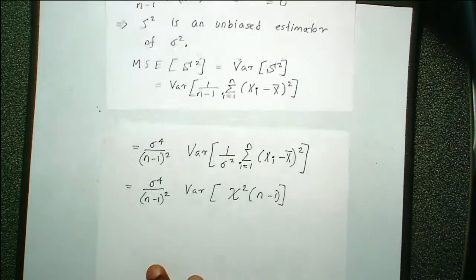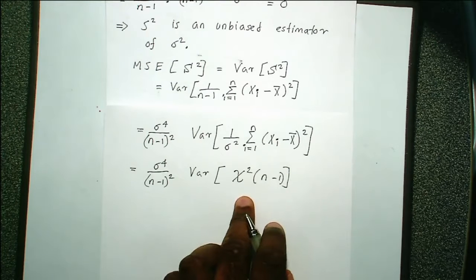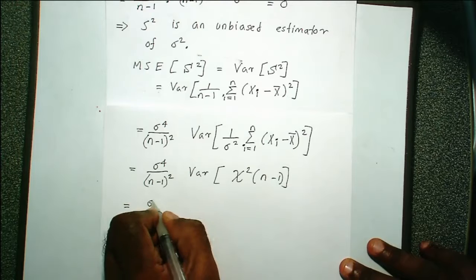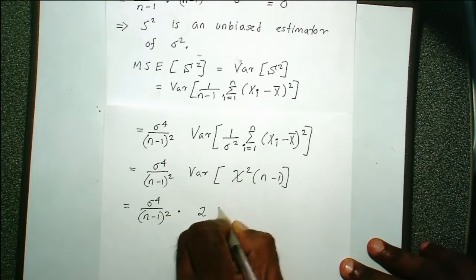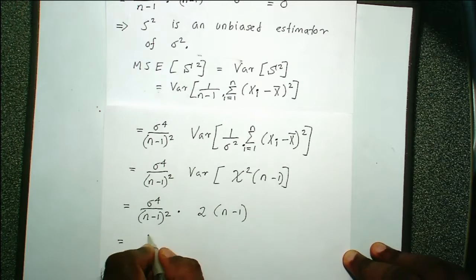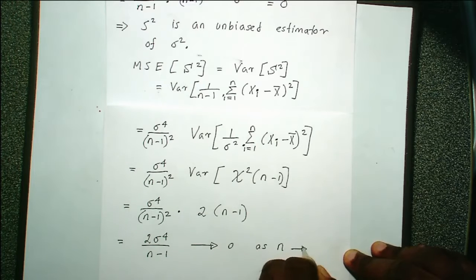times the variance of a chi-squared variable with n minus 1 degrees of freedom. Now, once again, a couple of weeks ago, I proved in the class that the variance of a chi-squared variable with a degrees of freedom is equal to 2 times a, right? You remember that or not? This is 2 times n minus 1, right? That's because of the property I proved, right? So this becomes 2, which clearly approaches 0 as n goes to infinity.